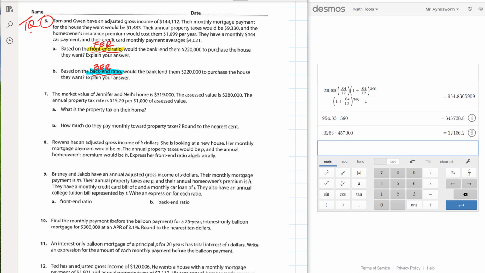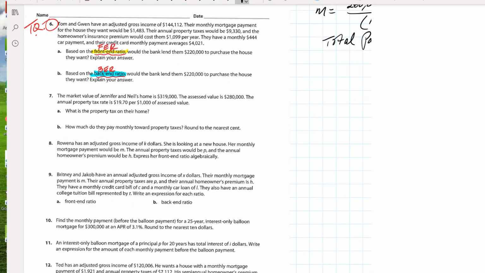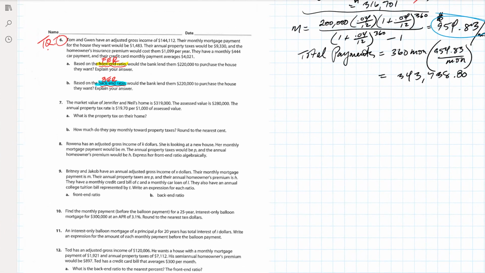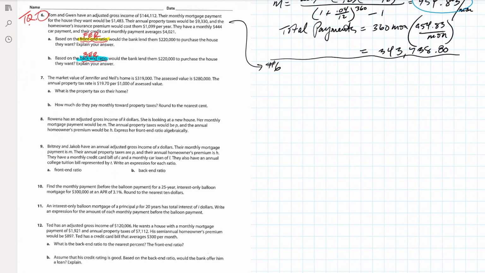Okay, so what do we need to do? We need to convert everything to monthly here and see what's going on. So let's do this. Okay, so number 6. They have an adjusted gross income. This is an annual income right here. So the very first thing we need to do is convert to monthly. Let's write that down. Convert to monthly.